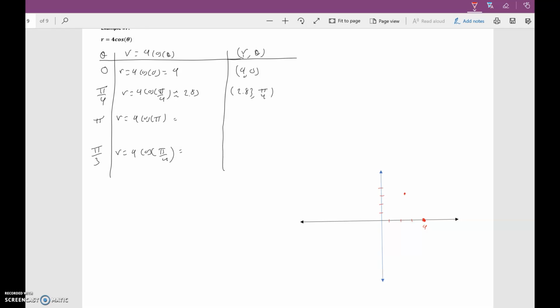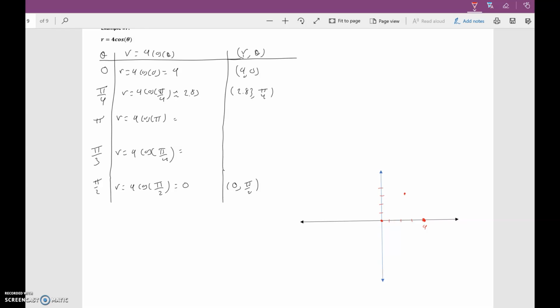And then let's do at pi. Actually, let me fit in pi over 2 since it's going to be within the vicinity. So let me just put in pi over 2. And this will be r is equal to 4 cosine of pi over 2. And in this case, I'm obtaining 0. So for the pi over 2, we're looking at 0 comma pi over 2. So in this case, it's going to be this coordinate point here, since it has a radius of 0 at pi over 2.